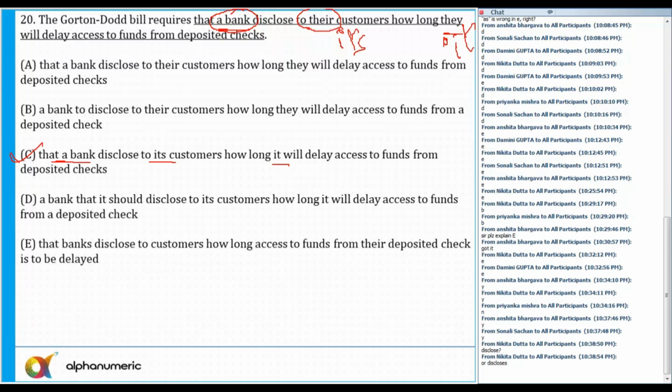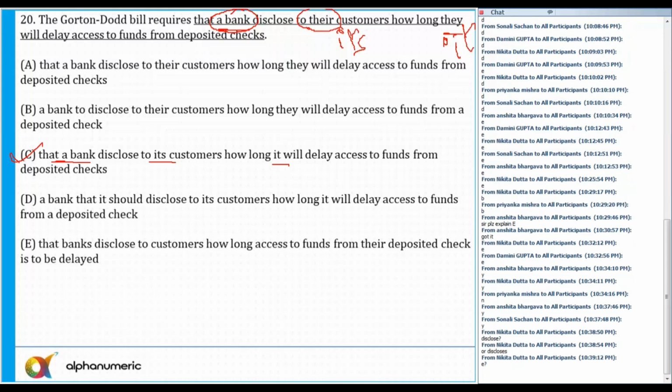Disclose. The requirement is to disclose that banks disclose to customers how long access to funds from the deposited check is to be delayed. No, no. Please understand, Nikita. No, you are actually confusing this.